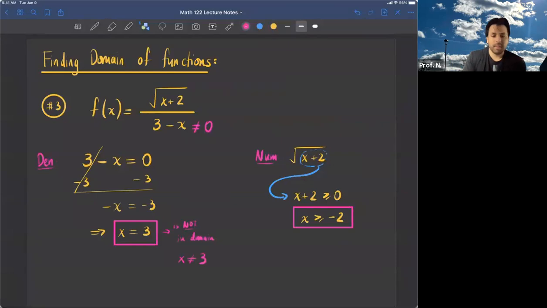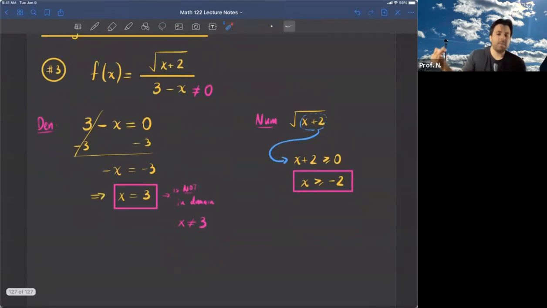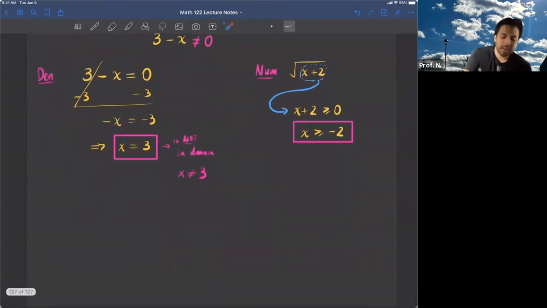So the denominator gives me the fact that x can never be 3. And the numerator tells me that x has to be greater than or equal to negative 2. Because this has to be both true at the same time, let's see what that looks like when I graph it. So graphing it will give me a good idea as to what the domain will look like.